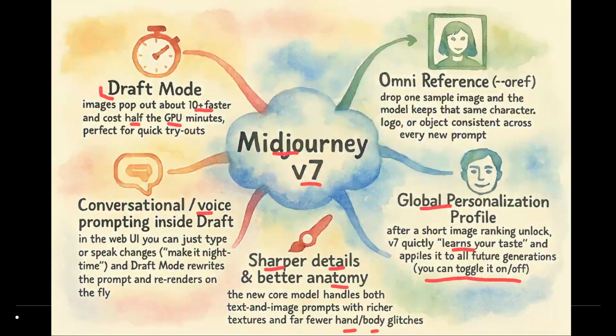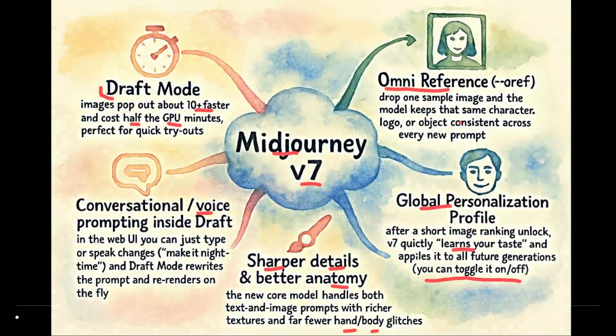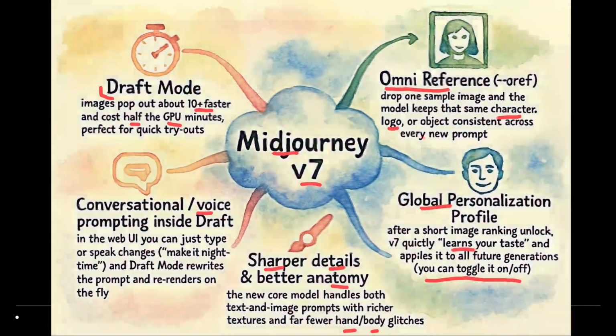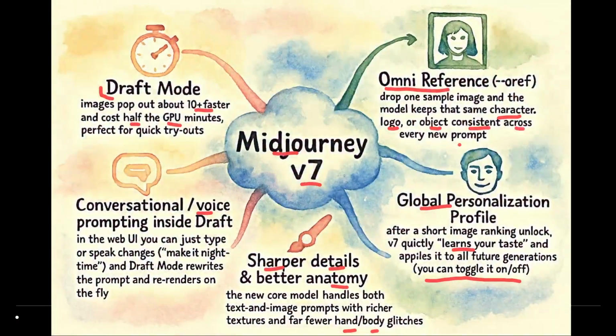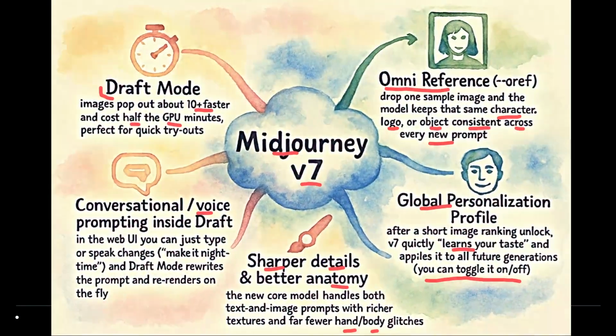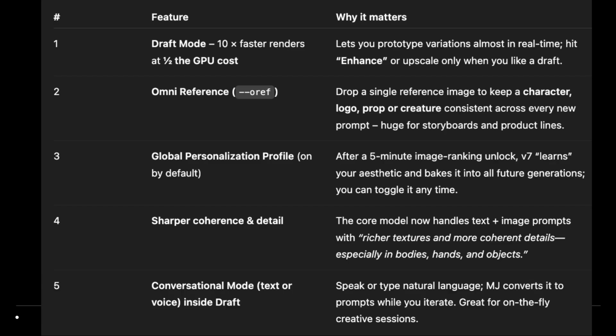Also very important, my favorite, omni-reference. So the idea is that you can keep the same character, logo or object, so it's character consistent across every new prompt. So you create a character and you can put the character under different situations. For example, this dog, you added here at omni-reference, and you can create scenarios and different styles and places in which this dog interacts, so you can create stories. So it's great for the storytelling, for consistency.